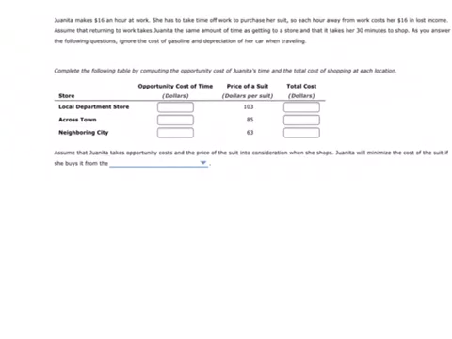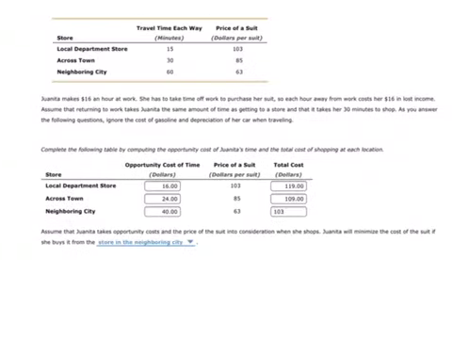Across town, on the other hand, the suit only costs $85, but when she goes across town, she spends more time. Ditto with the neighboring city, she spends more time. I think the neighboring city is an hour each way, but then the suit is only $63. So if we put these in, the local department store, 1 hour of time, cost her $16. The suit cost $103. Total cost $119. Just added those two together.